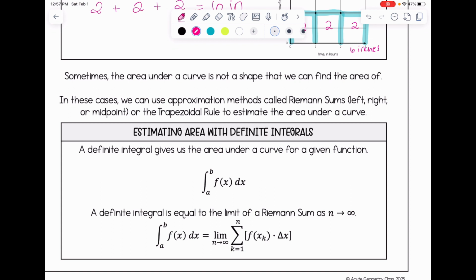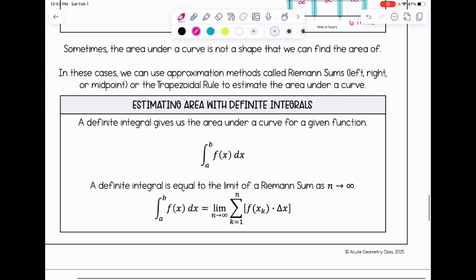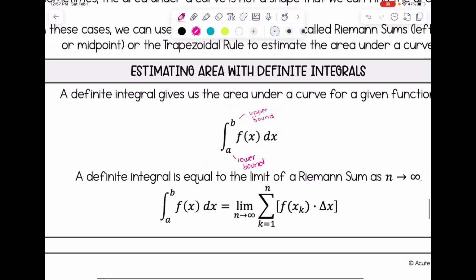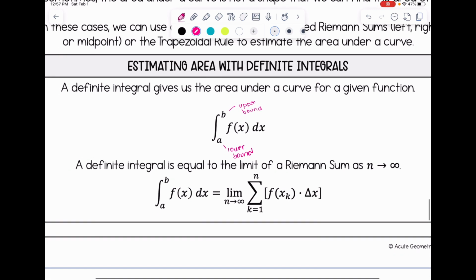Let's talk about how this relates to a bigger topic in calculus called integration. So we can estimate area using definite integrals. A definite integral gives us the area under a curve for a given function. So if we look at this here, A is basically our lower bound. So like in our example above, that would be like 0, right? That's when time started. B would be our upper bound. That would have been 3 in the previous example because we analyzed it from 0 to 3 hours. And basically a definite integral is equal to the limit of a Riemann sum as n approaches infinity.